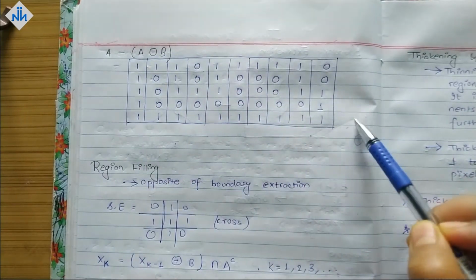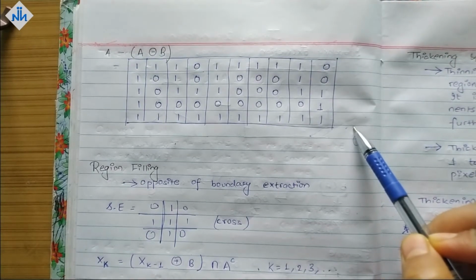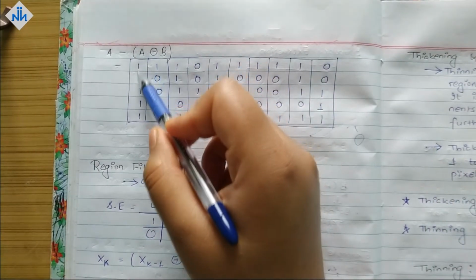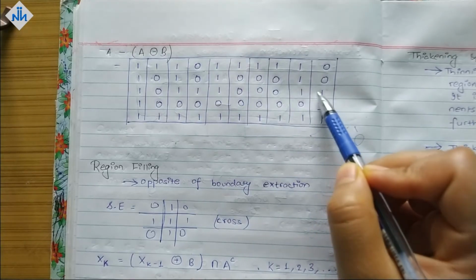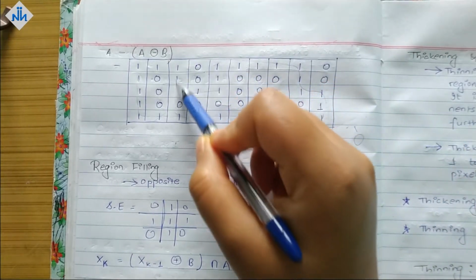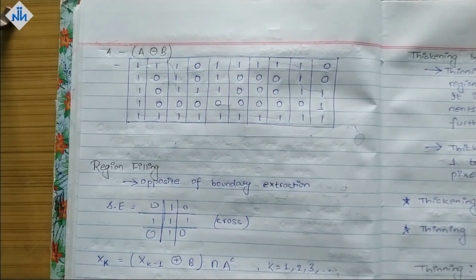So this is our final image that we are getting after boundary extraction. You can see we have extracted our boundary like this. So this is our boundary extraction.